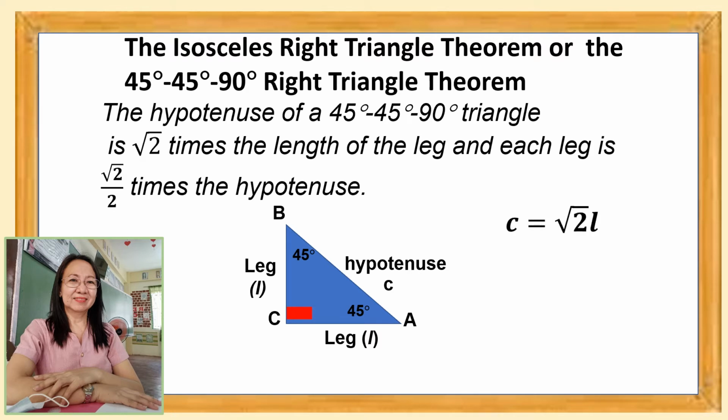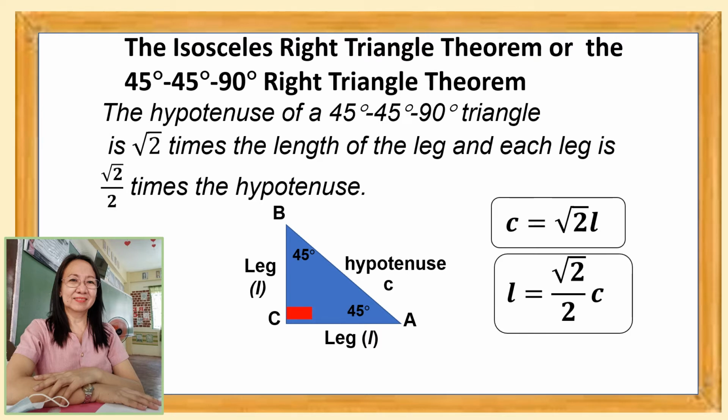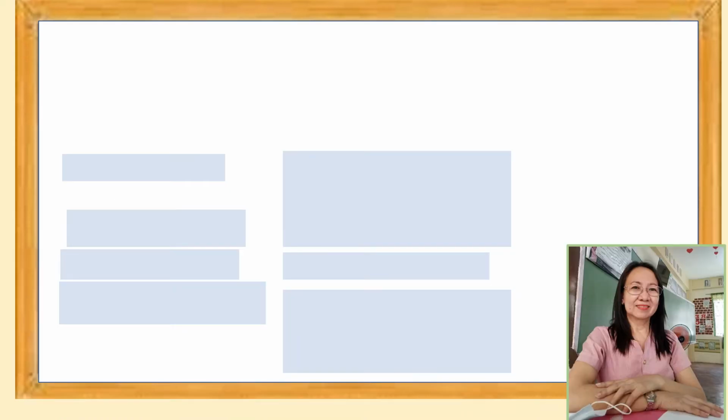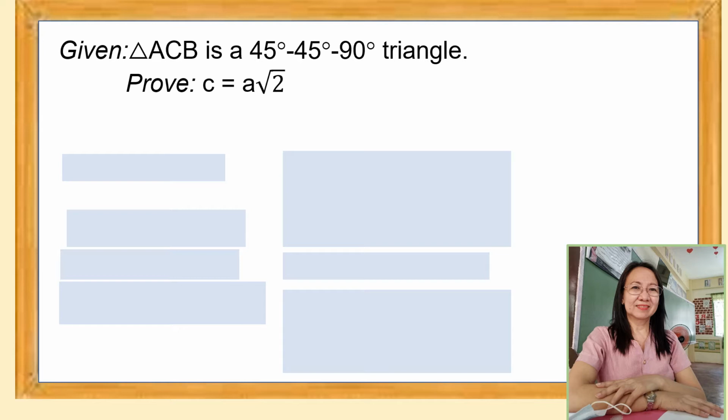So c is equal to the square root of 2 times the leg. That is the first one. And the second one is the leg, which is equal to the square root of 2 over 2 times c. So try to remember these two formulas. Now, to clearly understand how we arrive at those formulas, let us have the following proof.